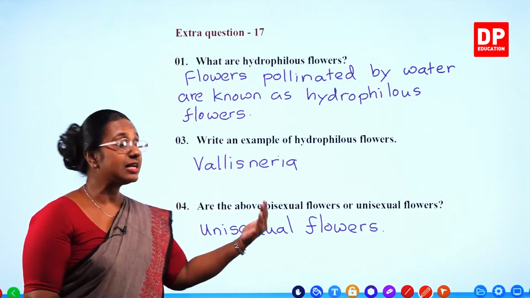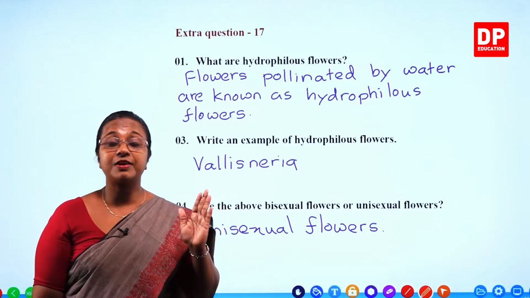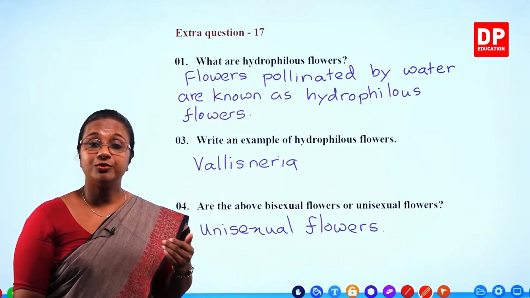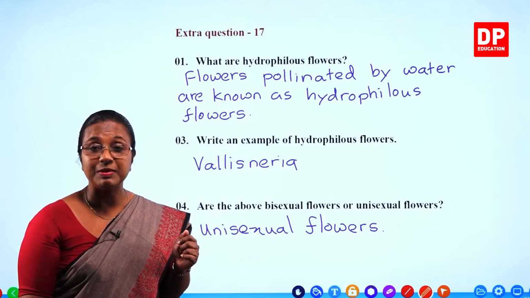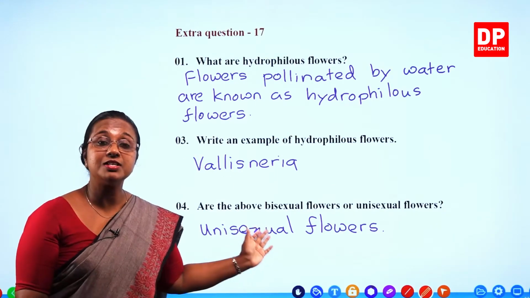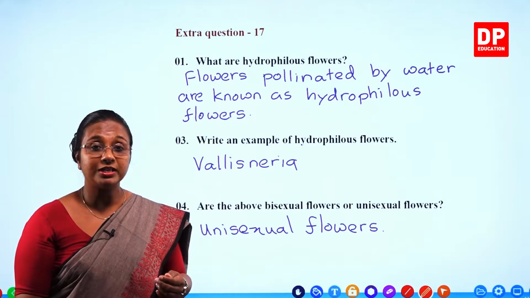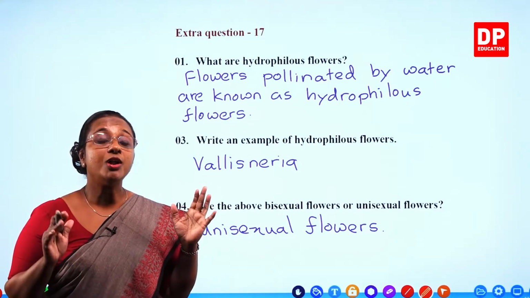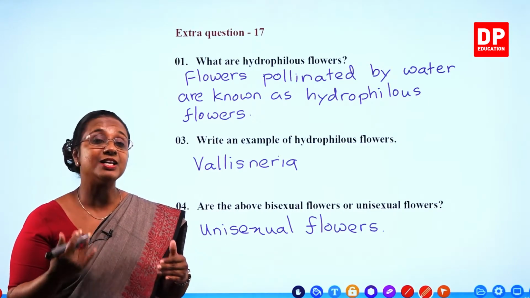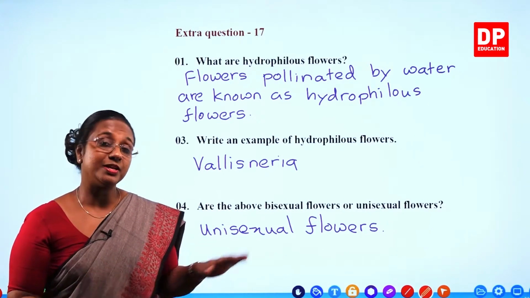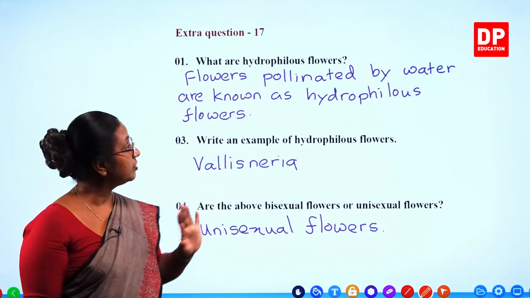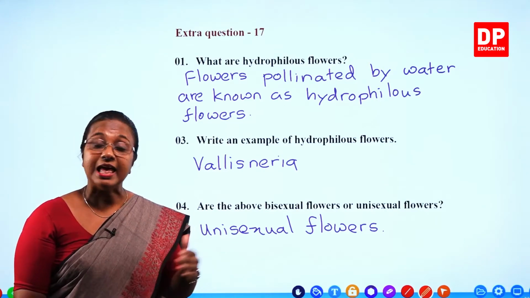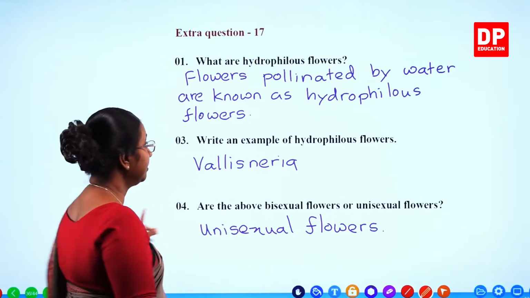So, students, in the last 3 questions, we have discussed the different agents of pollination. Anemophilous flowers or Aerophilous flowers, flowers pollinated by wind. Hydrophilous flowers that are pollinated by water. And Zoophilous flowers, flowers pollinated by animals. You should know examples as well as the adaptations of these flowers. I am sure, students, up to here you would have answered the questions correctly. With that, I will move on to the next question.